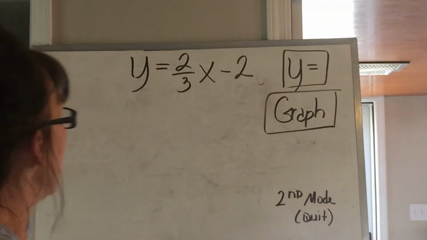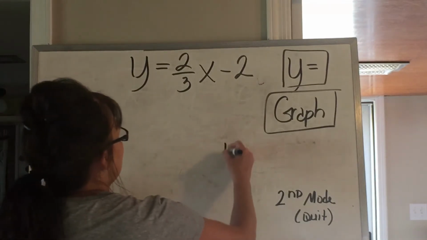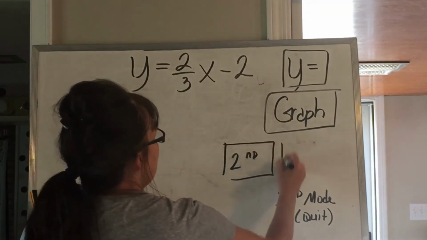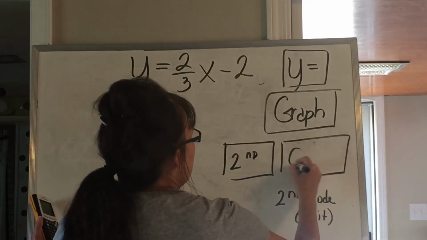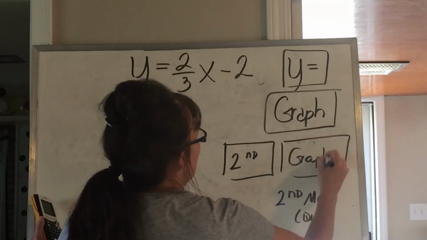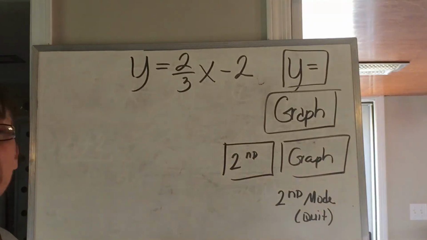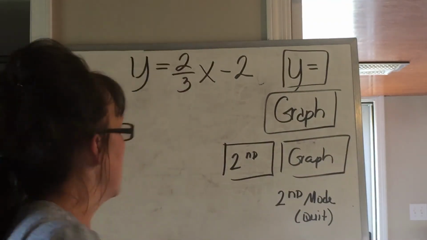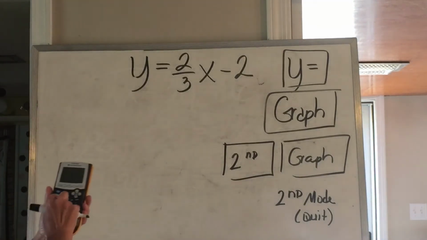Okay, so now you're going to hit second graph. And when you hit second graph, it's going to bring up the T table. And you can pick any 2 points off that T table for a line. So I'm going to hit second graph.